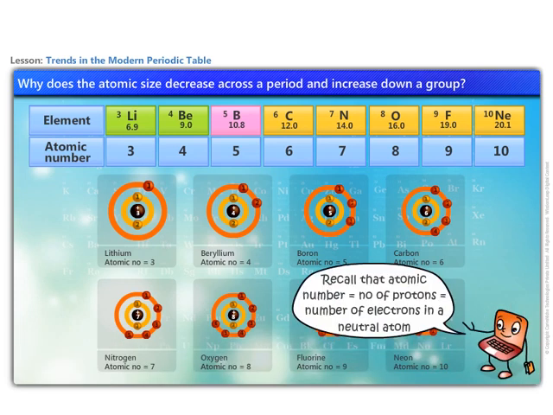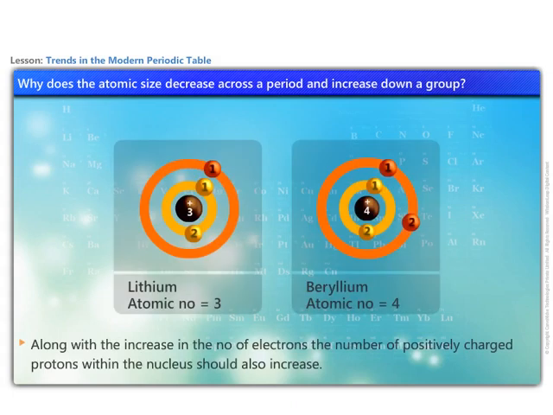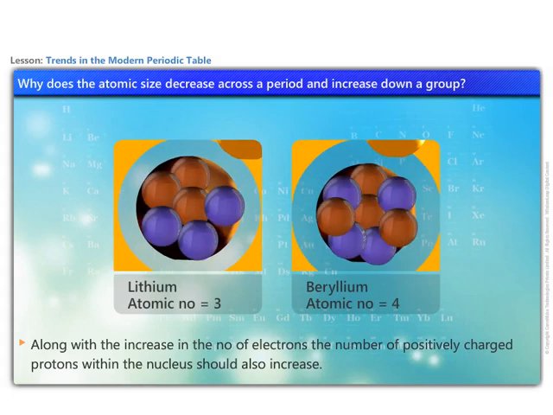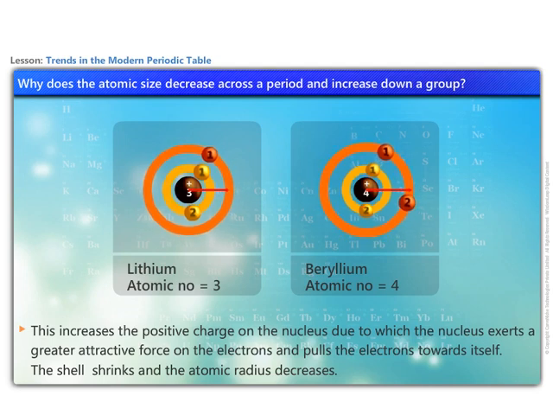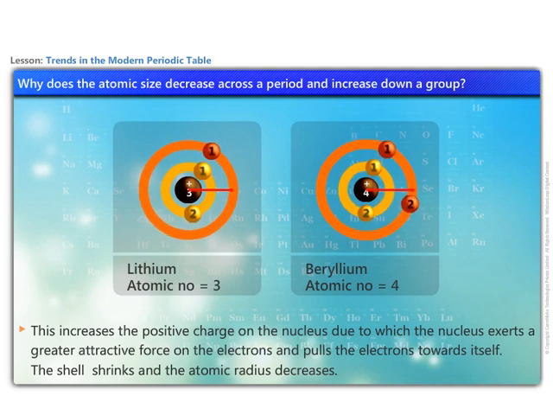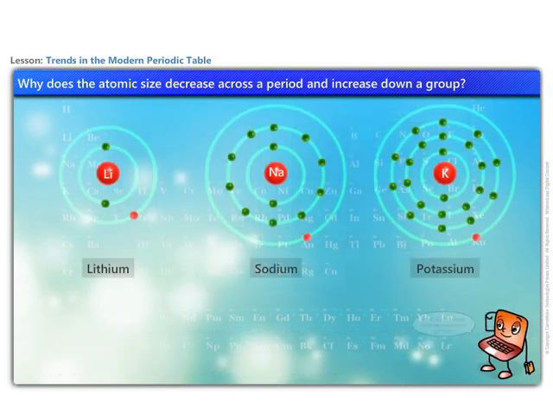Recall that atomic number is equal to the number of protons, which is equal to the number of electrons in a neutral atom. Along with the increase in the number of electrons, the number of positively charged protons within the nucleus should also increase. This increases the positive charge on the nucleus, due to which the nucleus exerts a greater attractive force on the electrons and pulls the electrons towards itself. The shell shrinks and the atomic radius decreases.